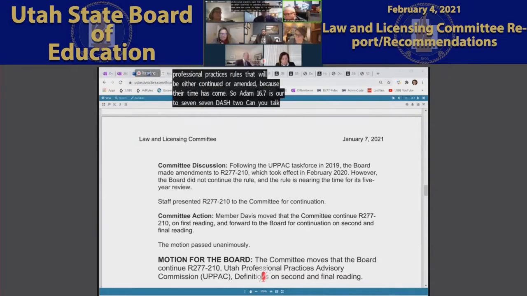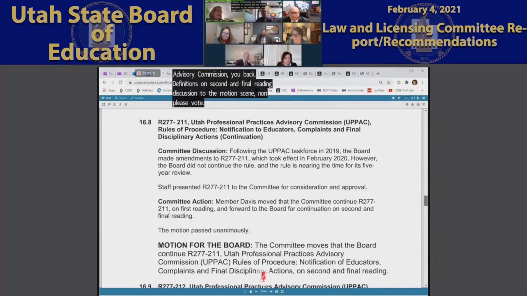Discussion to the motion? Seeing none, please vote. This is Natalie. Yes. Thank you. The voting is complete. The motion passes unanimously. Please continue. Item 16.8, R277-211, Utah Professional Practices Advisory Commission, rules of procedure, notification to educators, complaints, and final disciplinary actions.